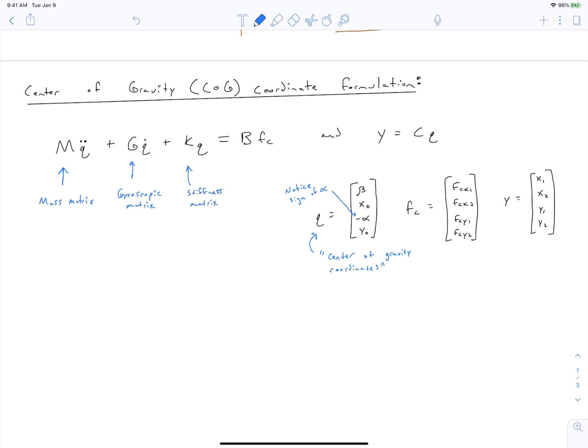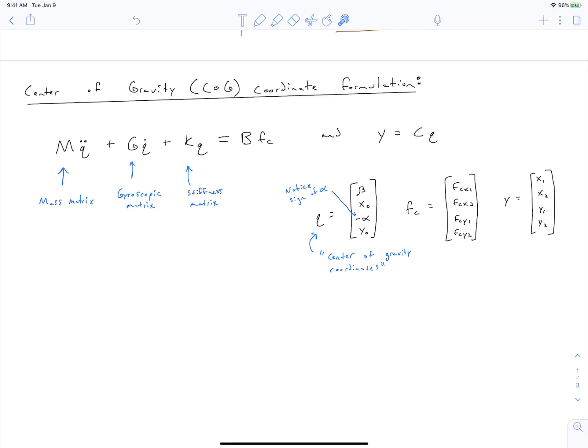The formulation looks like the following. We have this q vector, which are our state variables. We have this fc vector, which are the inputs that we provide to our mechanical system. That is the forces in each actuator, the x and y forces of each actuator. And we have our outputs, which are what our sensors measure, x1, x2, y1, and y2. And then we have these matrices, which we're now going to populate.